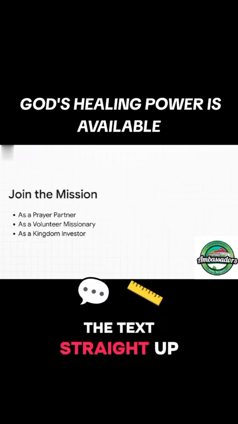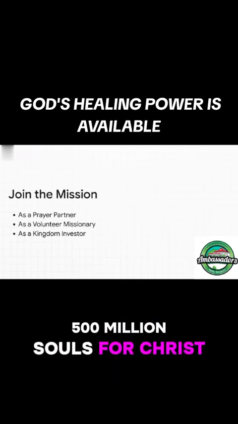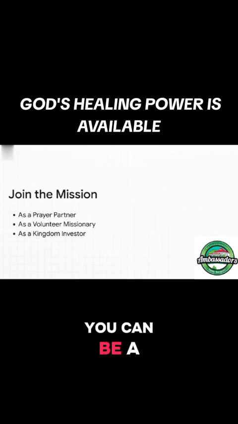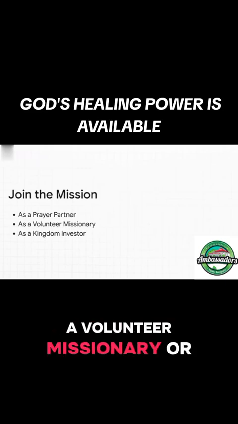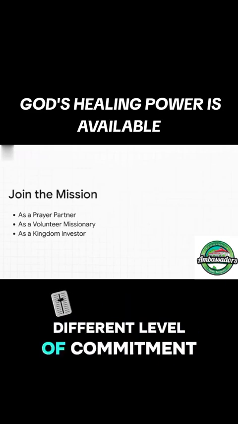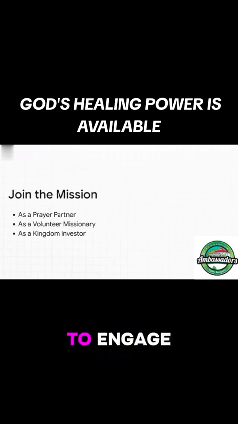Well, the text straight up invites readers to join a mission called Operation 500 Million Souls for Christ. And it lays out 3 really concrete ways you can get involved. You can be a prayer partner, a volunteer missionary, or what they call a kingdom investor. Each role is a different level of commitment, which is smart, right? It creates all these different entry points for people to engage.